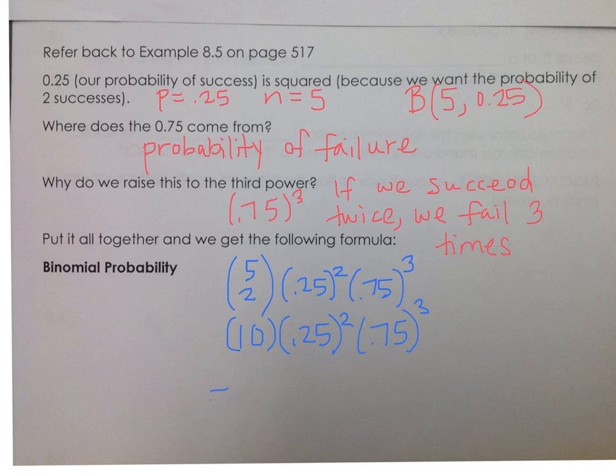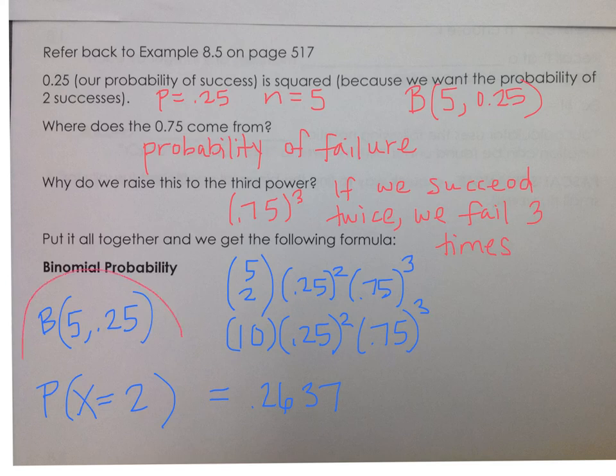Putting this all into your calculator, you're going to get your final answer of 0.2637. And just to reiterate, this is the probability that x equals 2 in our binomial distribution of 5, 0.25. So notationally, this is what you need to understand. We want 2 successes of 5 trials with 25% chance of success. These are the calculations. Here is our final answer. And then as always, you would put your answer into a complete sentence.